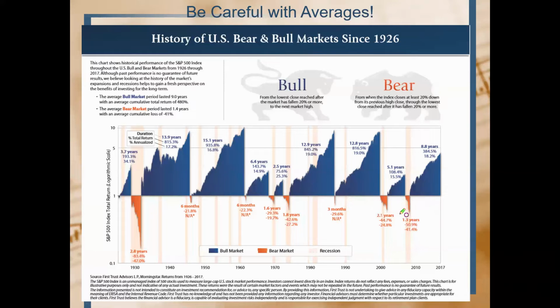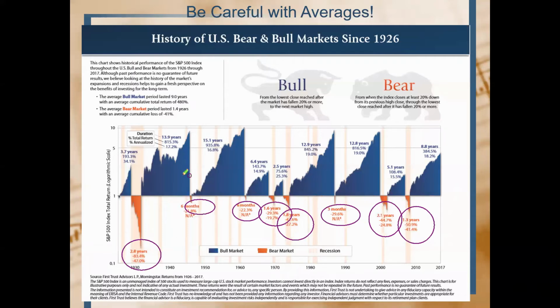But what have the time frames been? The one back in 2008, 1.3 years. 2000, 2.1 years. 3 months, 1.8 years. 1.6 years. 6 months, 6 months, 2.8 years. Bringing us to a grand total: bear markets, on average, last about 1.4 years. And then you get a rebound.